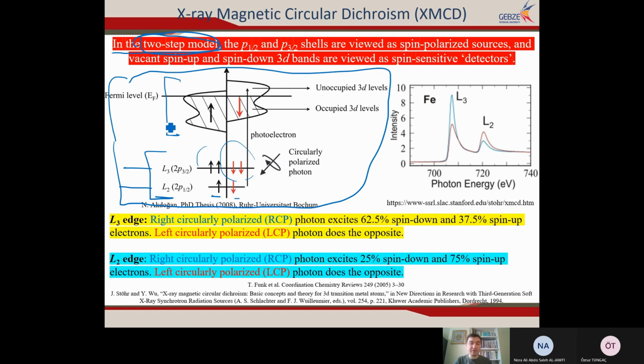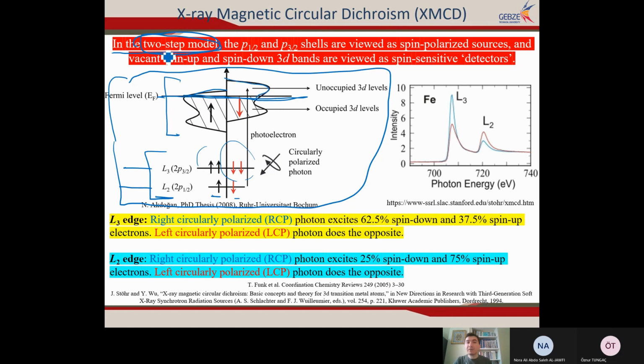Okay, for example, for the iron, as much as I remember, we have 6 electrons, and for the cobalt, 7 electrons, and also for the nickel, 8 electrons, as much as I remember. Then we have some unoccupied 3D levels. So what do you see here? We have spin up electrons in the 3D level and also spin down electrons in the 3D level. So here, above the Fermi level, what do you see? We have some unoccupied levels.